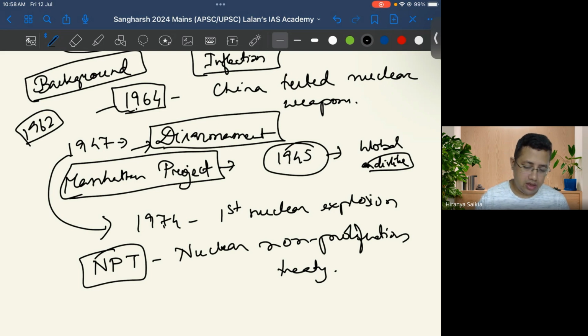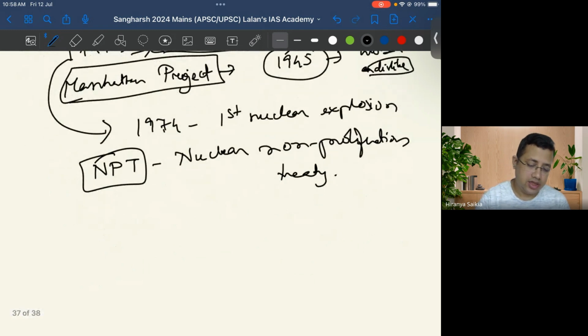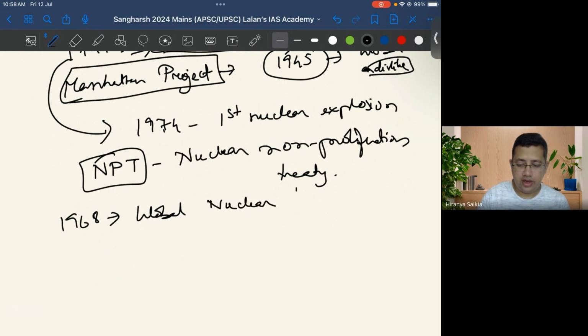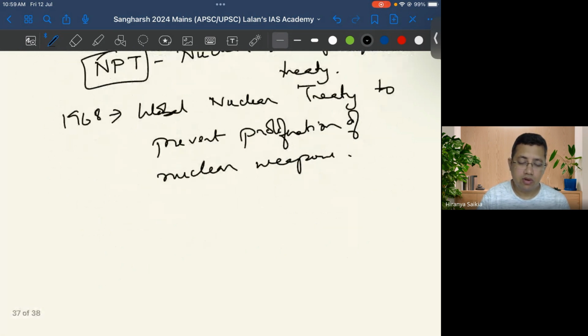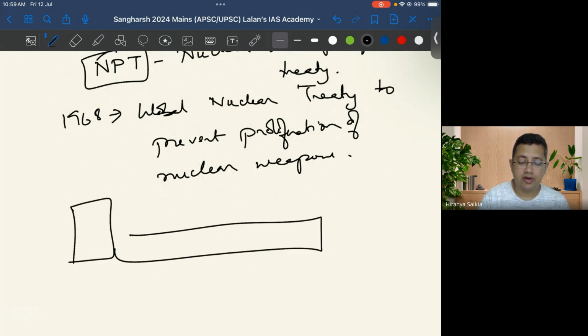So NPT came into picture in 1968. It was supposed to be the global nuclear treaty to prevent proliferation of nuclear weapons. Proliferation can be both vertical proliferation and horizontal proliferation.